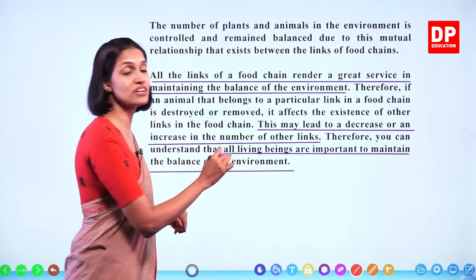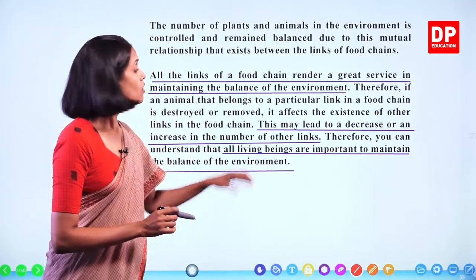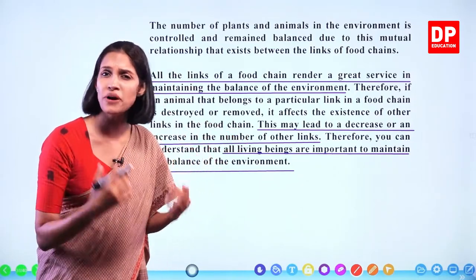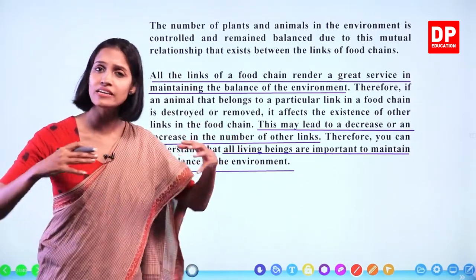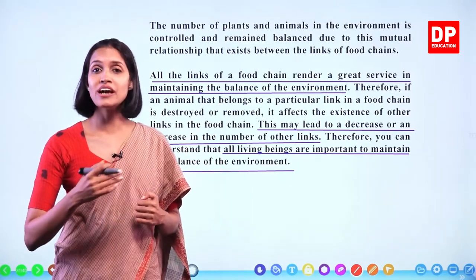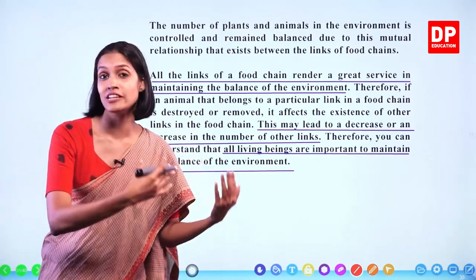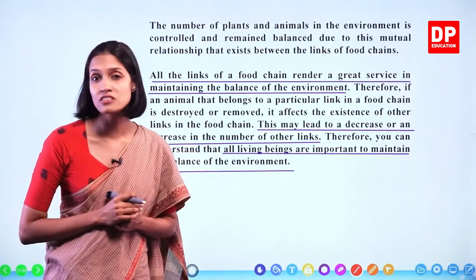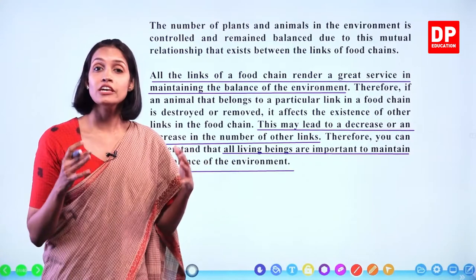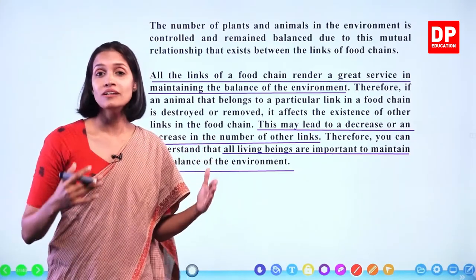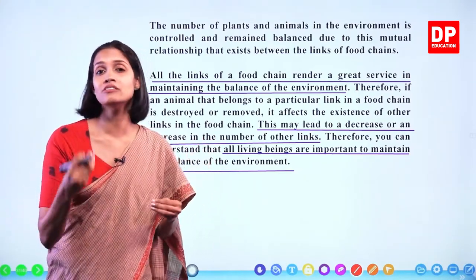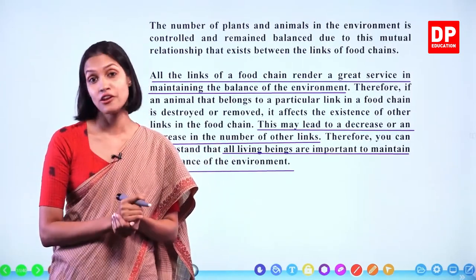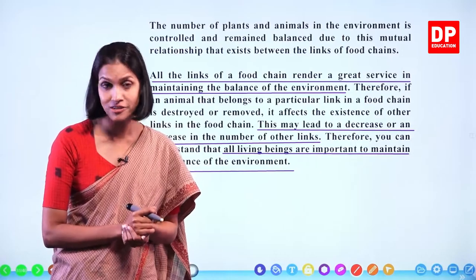This is very, very important, children. All the living beings have a certain role, a certain part in the environment. They all are equally important. We can't say that humans are more important than the other animals, right? We can't keep on killing animals for that reason, because including plants, all the animals, all the living organisms are equally important to maintain the balance of the environment. Right, children?